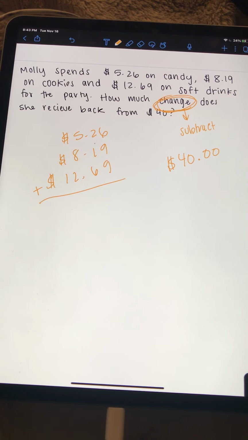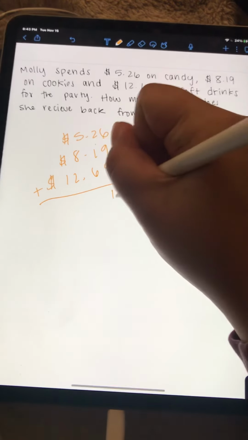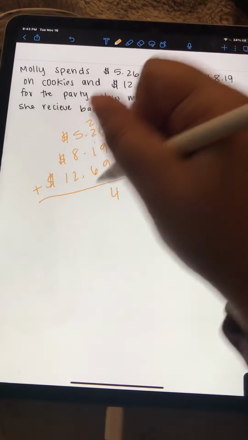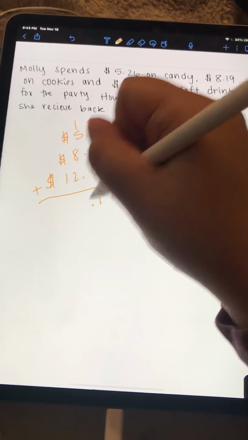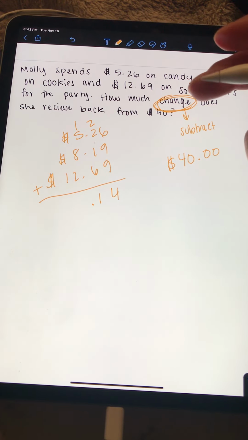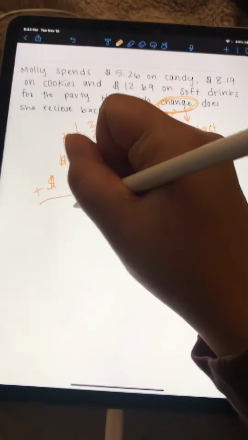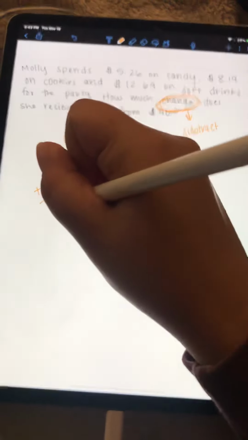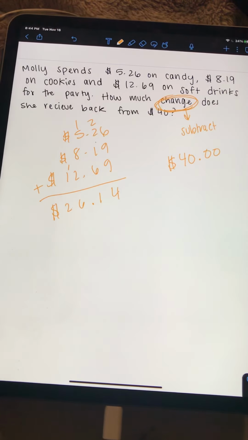So yeah, maybe we can do this really quick. 18 plus 6, we're going to have 24. 4, 11. 8 plus 1 is 9. 11, 16. Okay, so we have $26.14 is how much she spent. And they want to know how much change she will get back if she gave them $40.